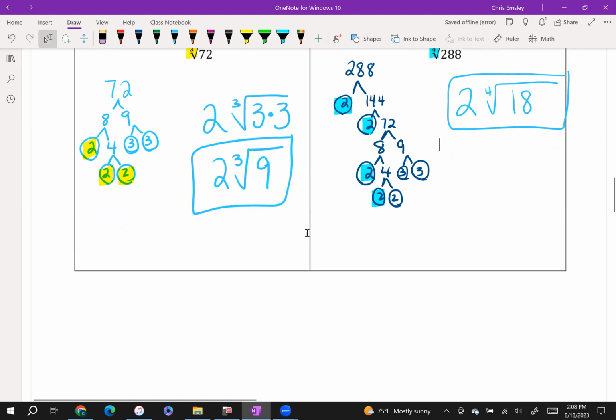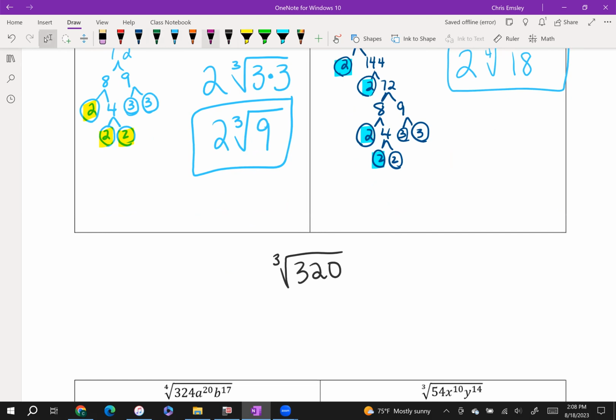Let's do one more, just for fun. A write-in. How about the cube root of 320? Okay, so we'll do it the same way. We'll make our little factor tree.